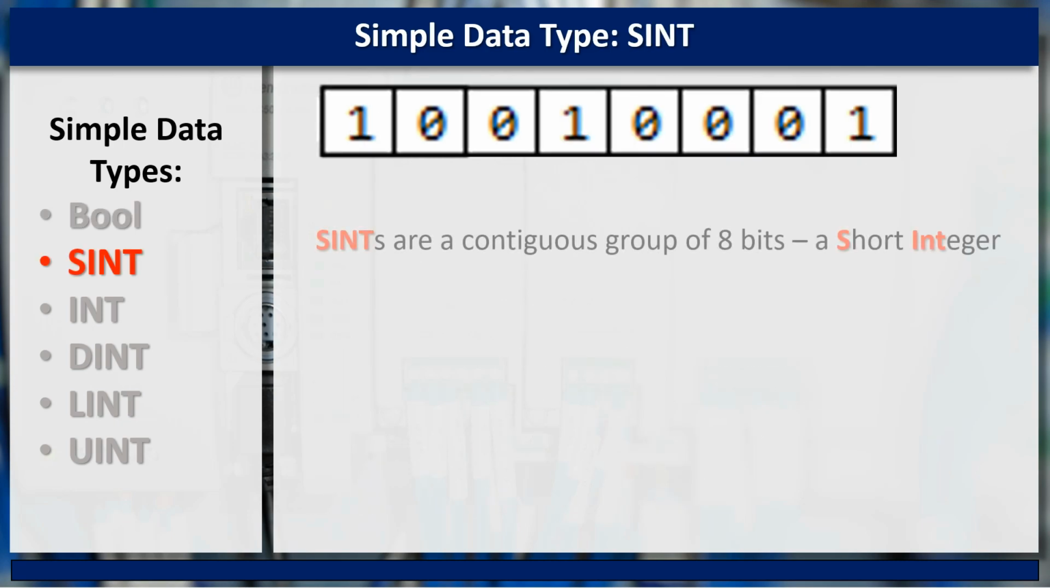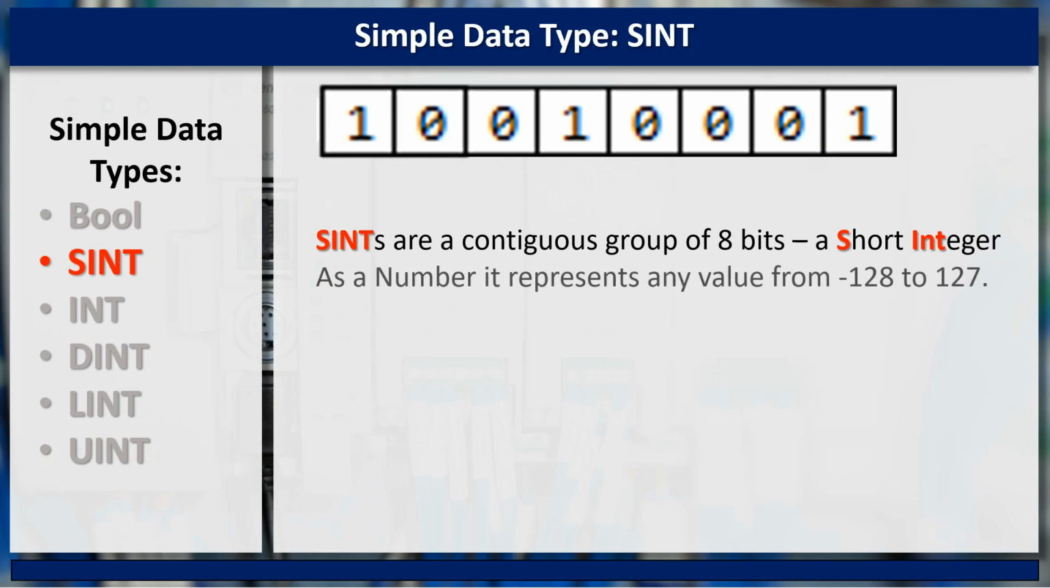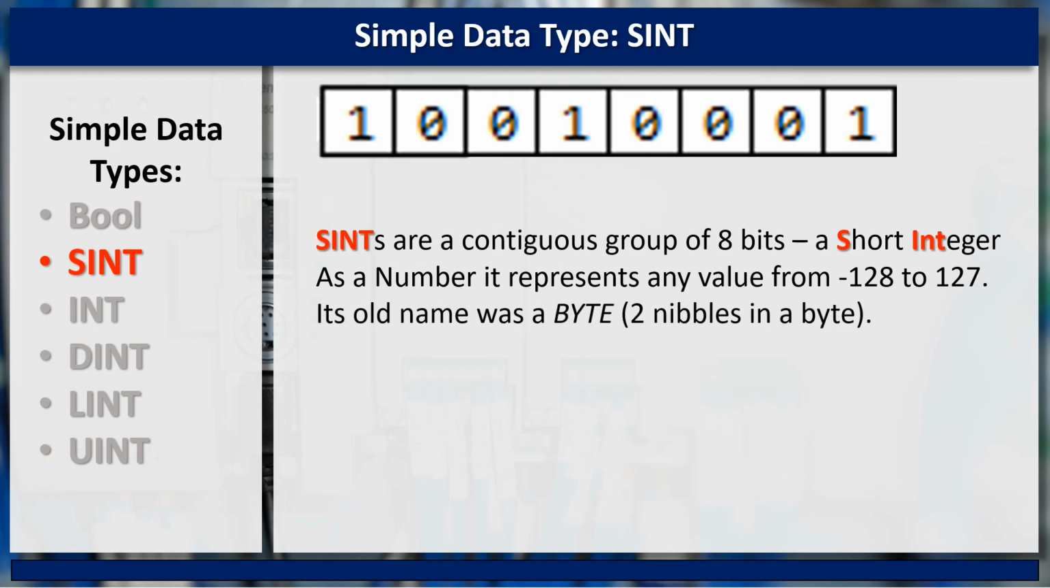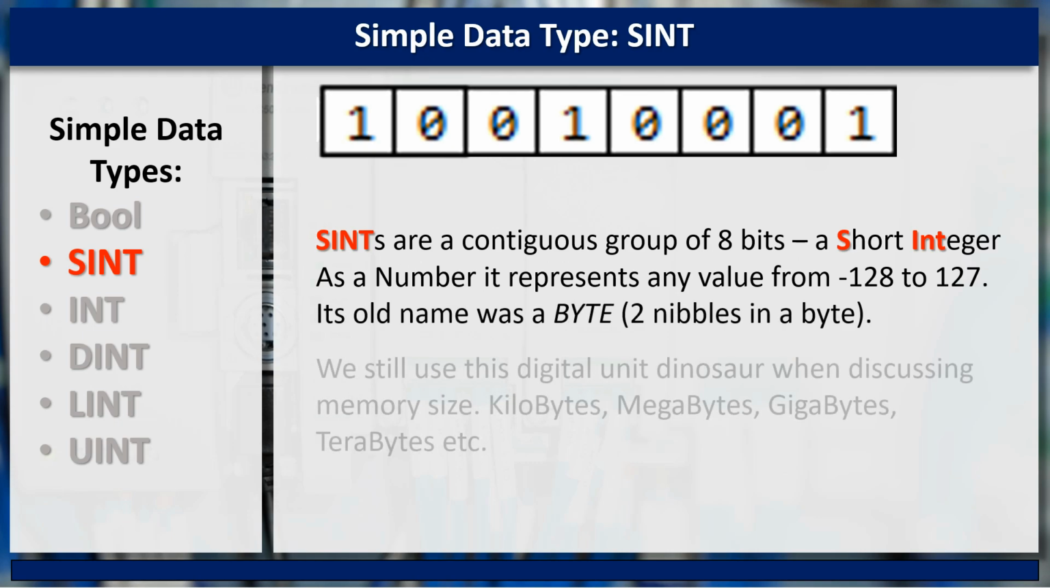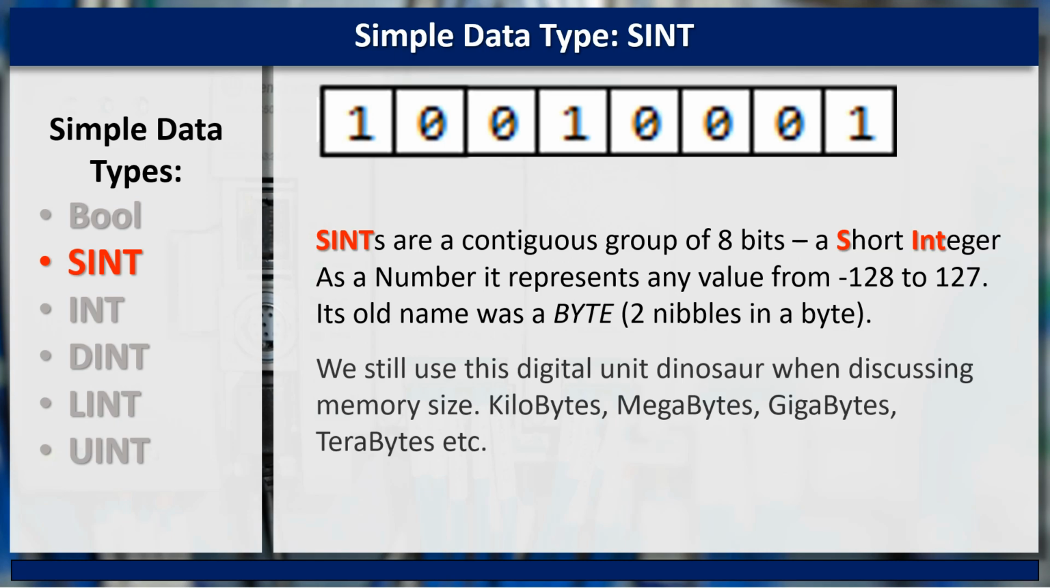A sint is a contiguous group of 8 bits, a short integer. As a number, it represents any value from negative 128 to positive 127. Its old name was a byte, as in 2 nibbles in a byte. We still use this digital unit dinosaur when discussing memory size: kilobytes, megabytes, gigabytes, terabytes, etc.